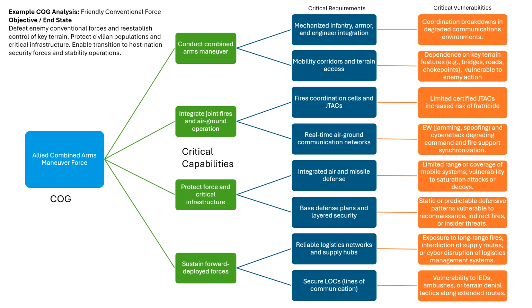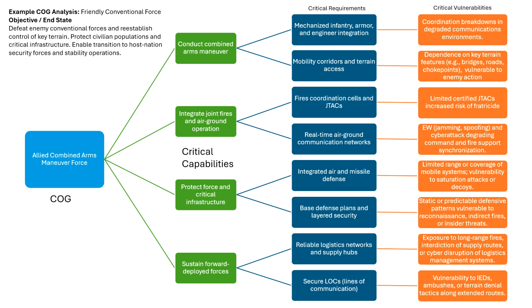This slide shows a center of gravity analysis for a friendly conventional force. The center of gravity, or source of strength, is the Allied Combined Arms Maneuver Force. This force enables the defeat of enemy formations, the control of key terrain, and the protection of civilians. These outcomes support a transition to host nation security forces and post-conflict stability operations.